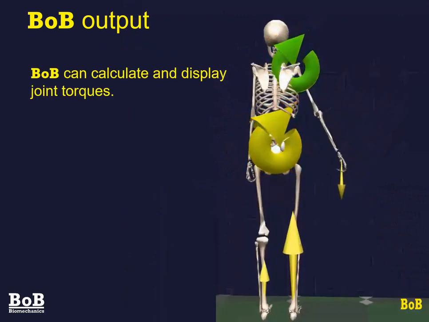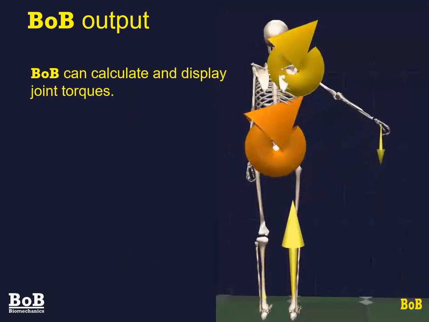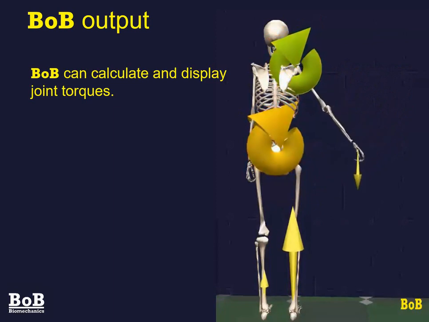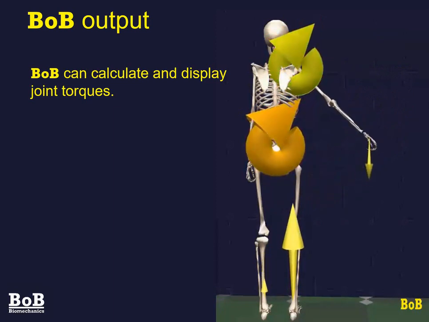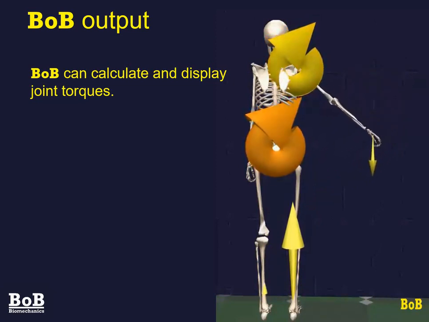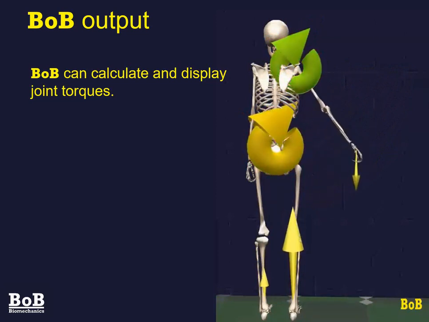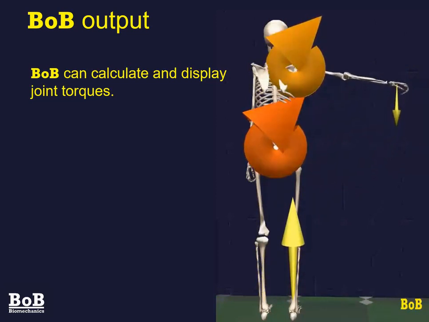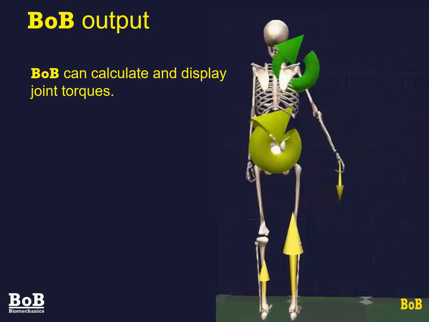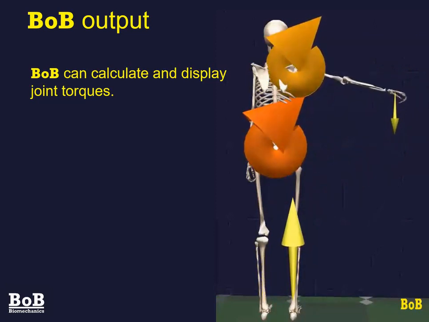BoB can also be used to display the torques that are occurring at the joints as was calculated during the inverse dynamics phase. In this example, a subject is raising and lowering her right arm when there is a vertical downward force applied to the hand. You can see that as the arm is fully extended, there is the maximum torque occurring at the shoulder and in the lumbar region, as indicated by the circular arrows. You might also note that this changing position of external force is affecting the weight distribution between the feet, as indicated by the vertical yellow arrows.